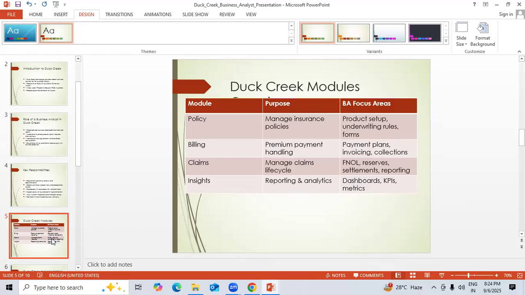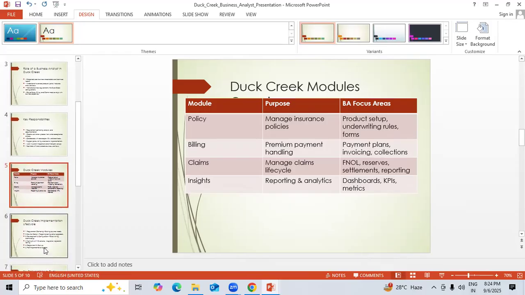Third, when we are learning the claims module under Duck Creek, we need to manage the claim lifecycle process, wherein we should have an understanding of the FNOL process, which is called first notice of loss. At the same time, we participate in and guide reserving, settlements, reporting, etc. Last but not least, Insights is one of the core important modules in Duck Creek, where we handle reporting and analytics, where we create dashboards, KPI metrics, etc. So these are the modules that are there in Duck Creek.